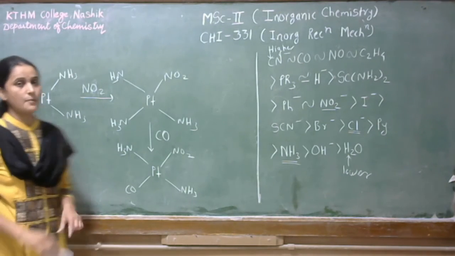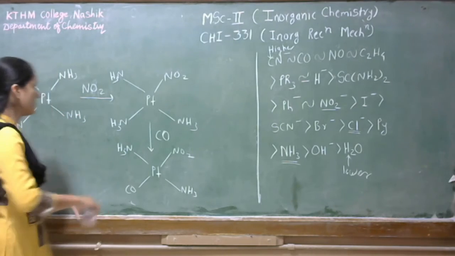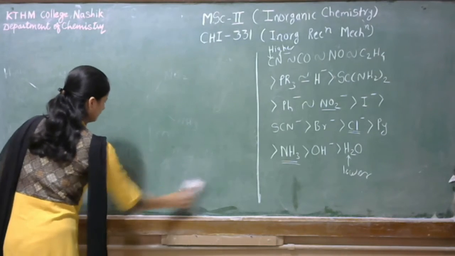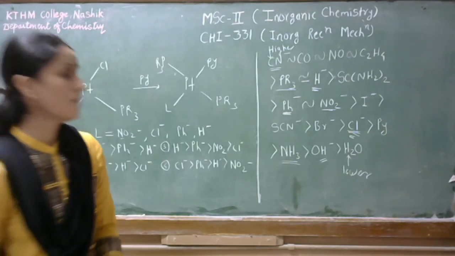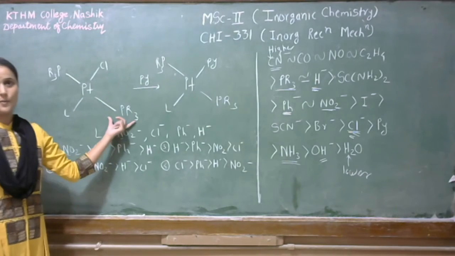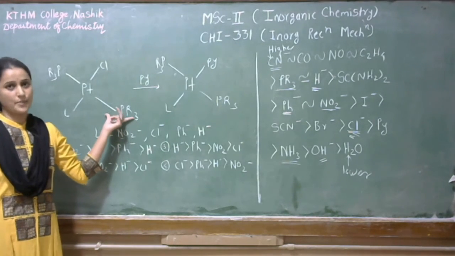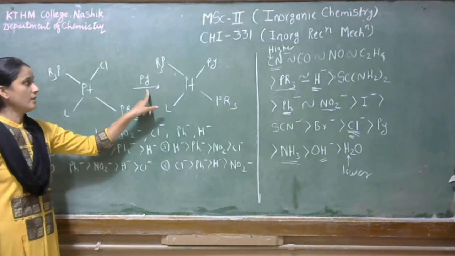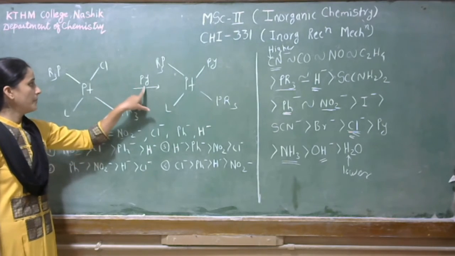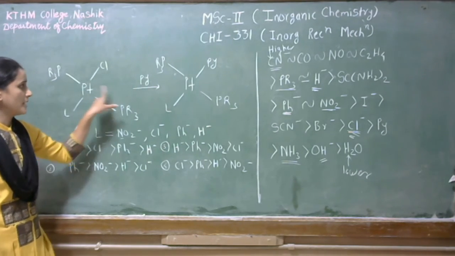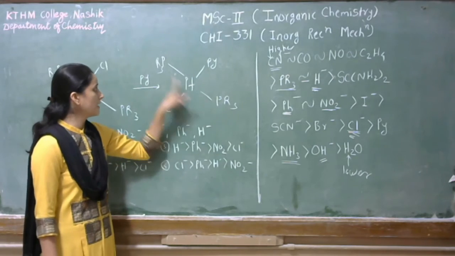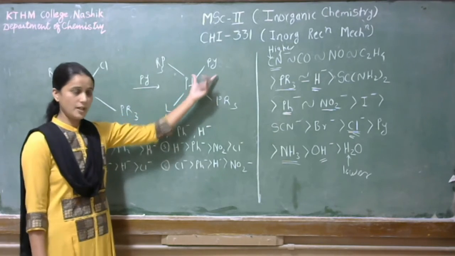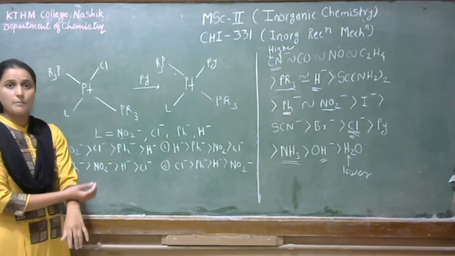Okay, this is another problem. Again, we will see some problems. Students, this is another problem, and it may be asked in your competitive exam. So PtCl L PR3 PR3: on treatment with pyridine, we get Pt pyridine L PR3 PR3, meaning pyridine replaces the chlorine and acquires that position. So you have to think about the trans-directing power of the ligands.